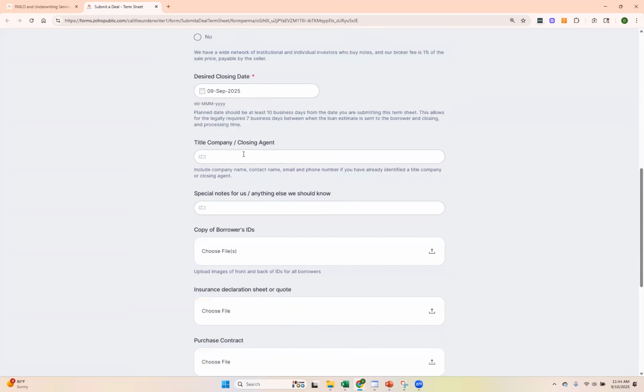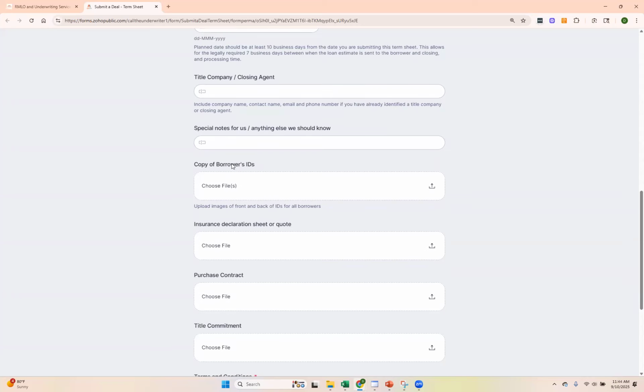And then if there's a title company or closing agent you're working with, we don't have to have this information. We don't generally work directly with the title companies or closing companies or transaction coordinators, but it's helpful for us because sometimes people will ping us and ask for status and updates, so we know who they are if they're in play. And then the special notes for us, anything else we should know? This is just in case you have any unusual terms, anything out of the ordinary that you want us to be aware of.